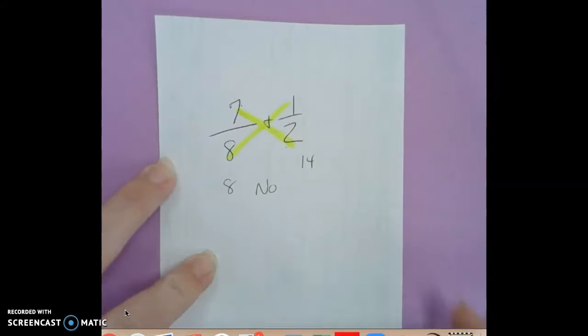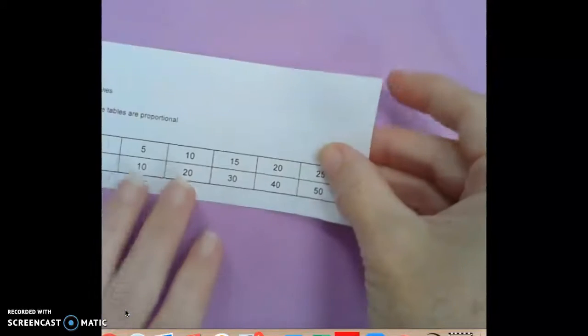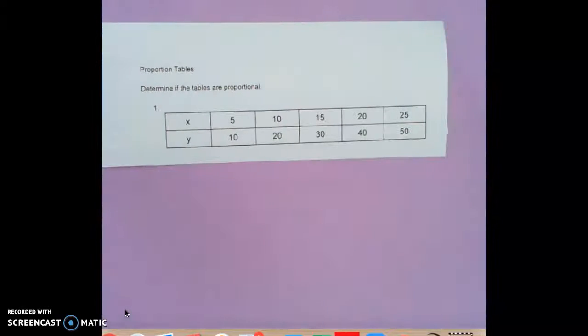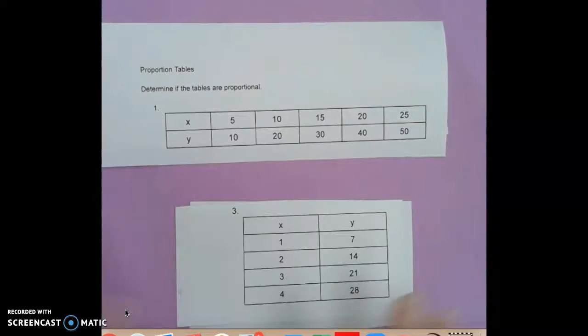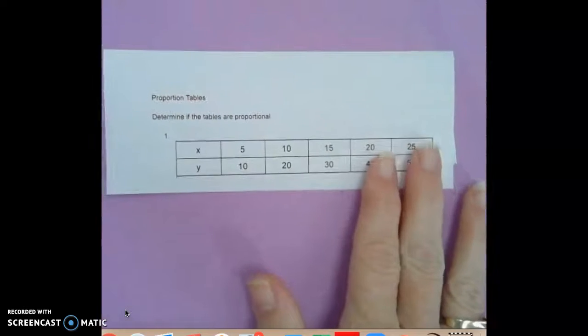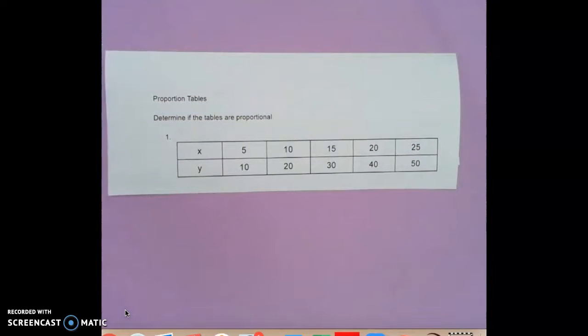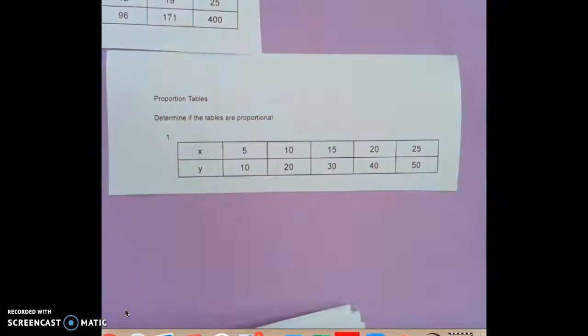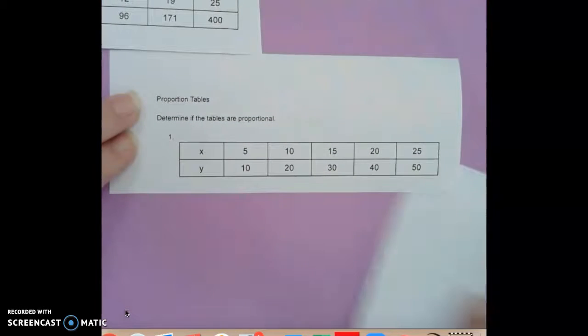So what we're going to look at today are two types of tables. We're going to look at horizontal and vertical tables, okay, because we could see them both ways. And we want to know, are they proportional or not? Now, this is not difficult. We just have to make sure that we're looking at the correct numbers. So hopefully, I'm going to use a sticky note and see if that'll make it a little bit easier for us to visualize what we're doing.